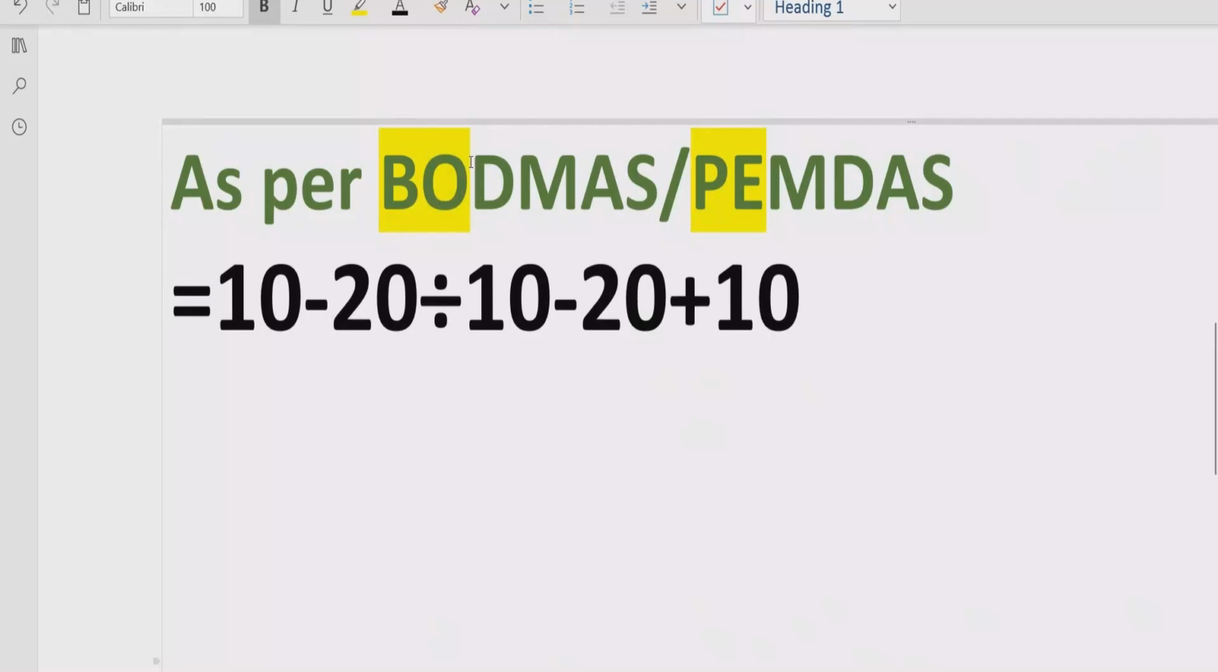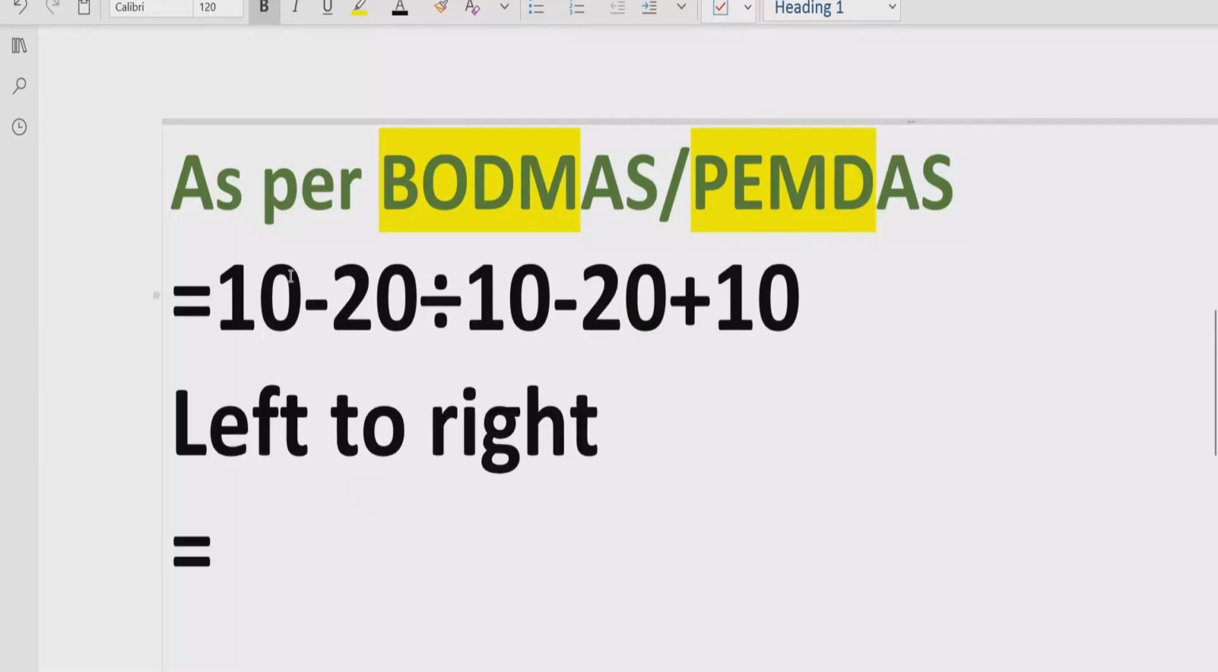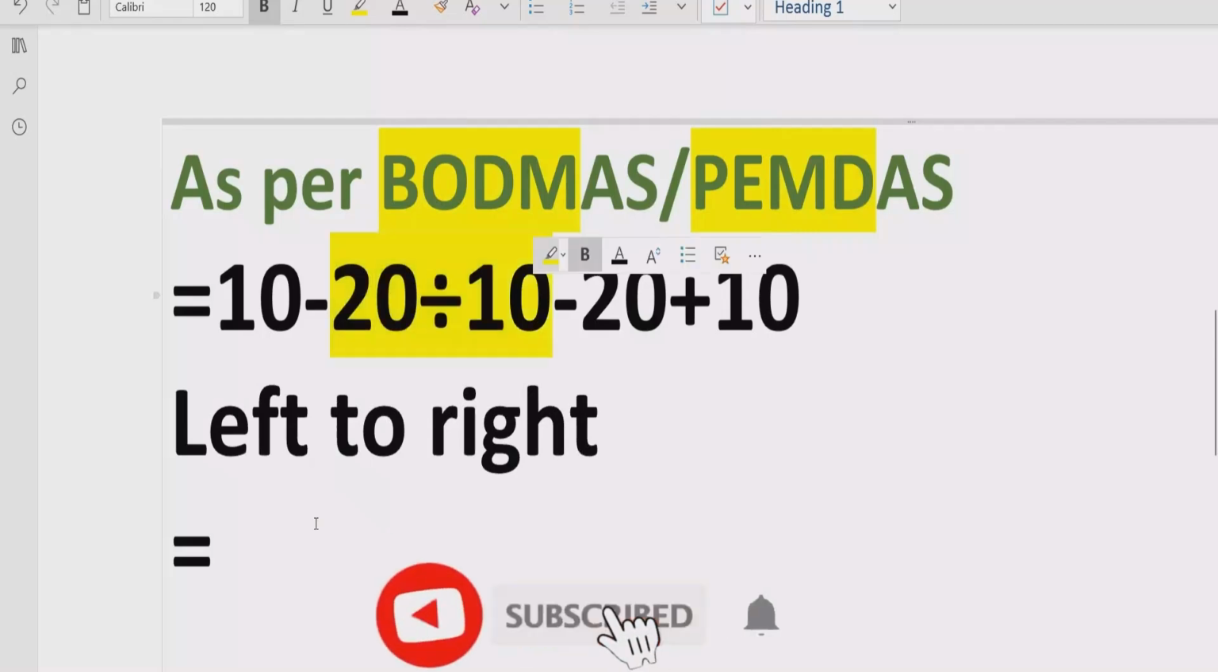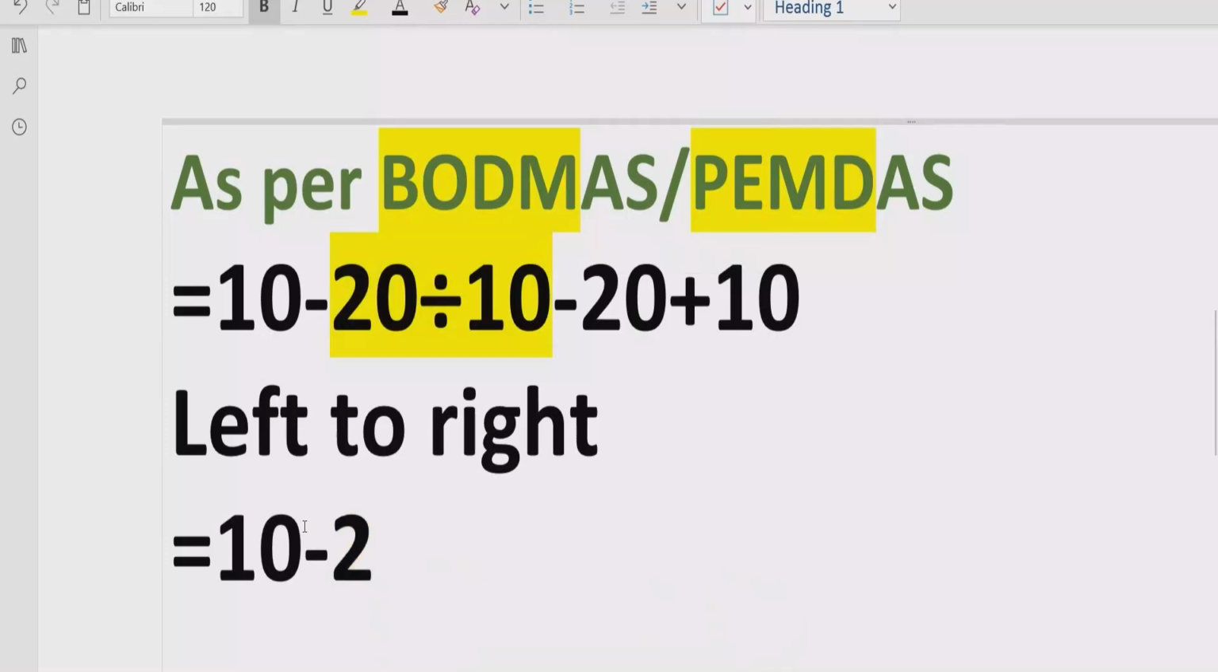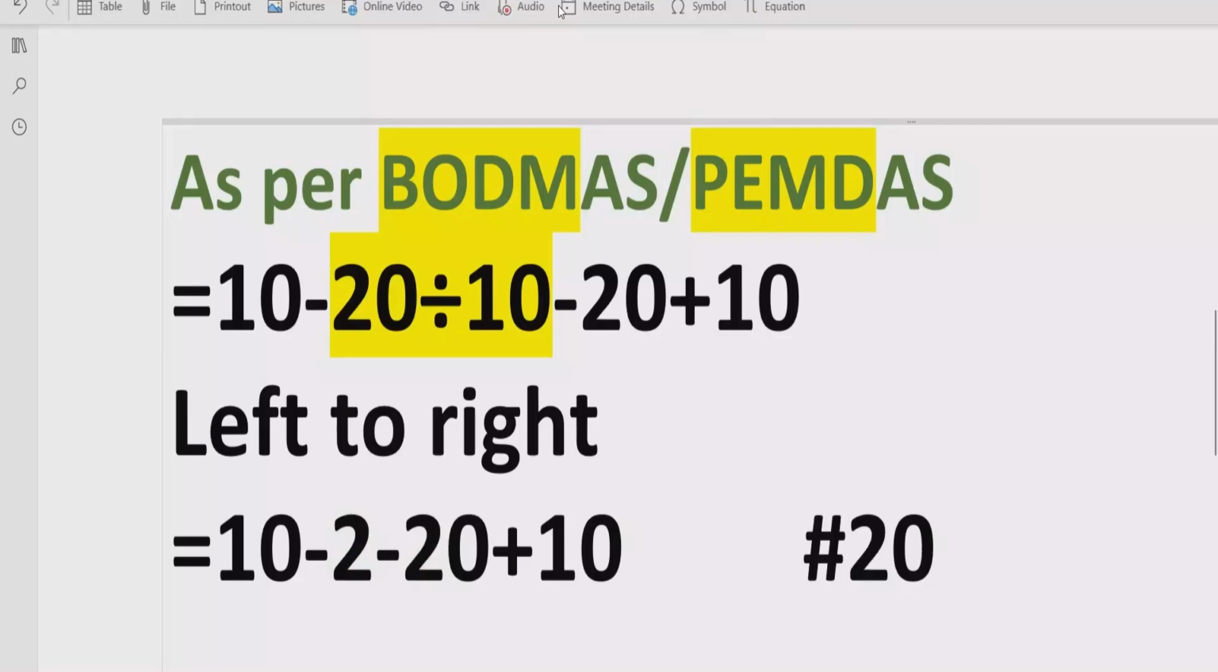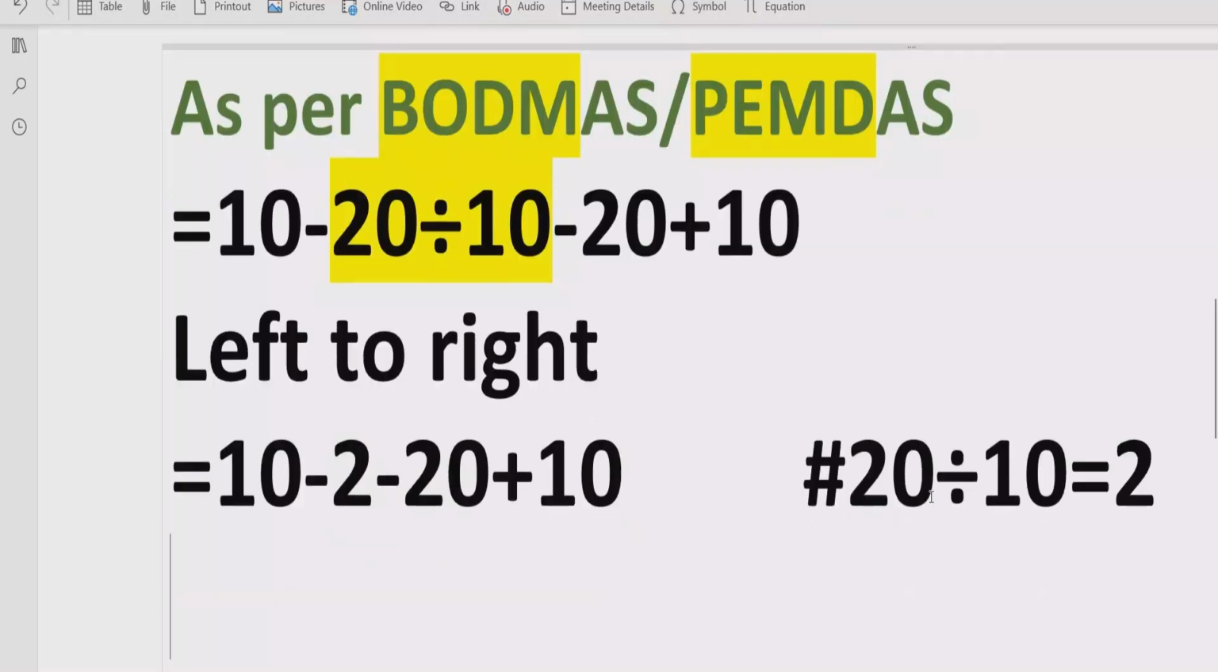Now move forward to solve the division and multiplication, or you can say multiplication and division. So what you have to do, go left to right in this expression and find out which is coming first. So now we have 20 divided by 10. So we have to solve this one. 10 minus 20 divided by 10 plus 10 equals 10 minus 2 minus 20 plus 10. We will write the rest here as it is. And here we have to give the reference: 20 divided by 10 equals 2.